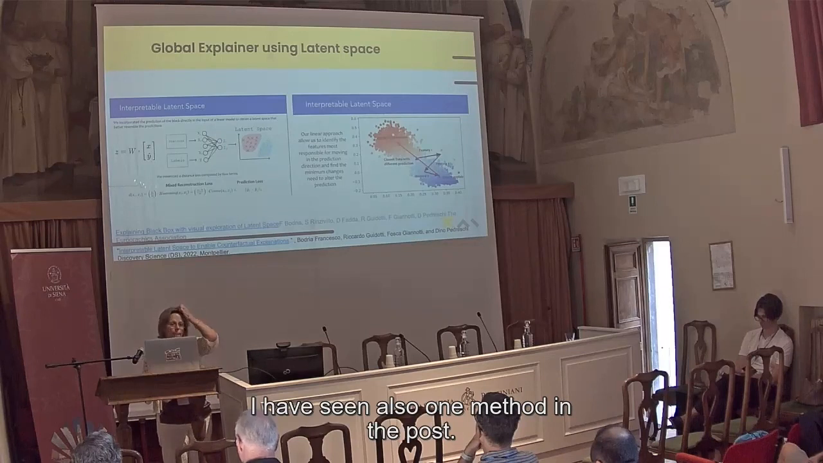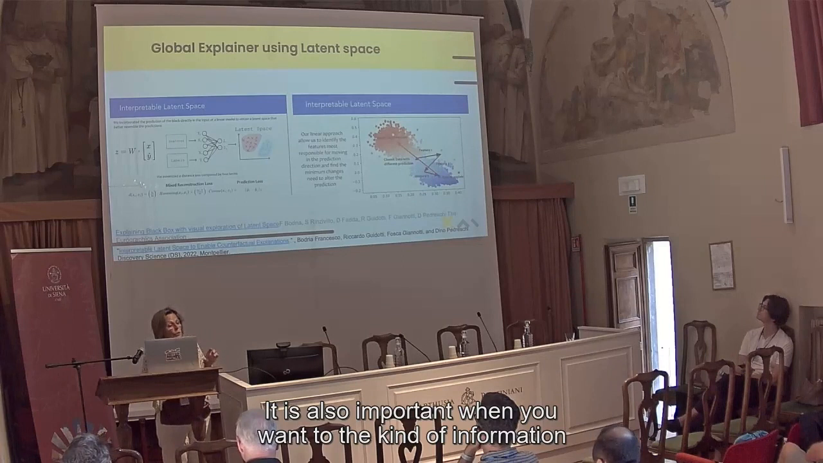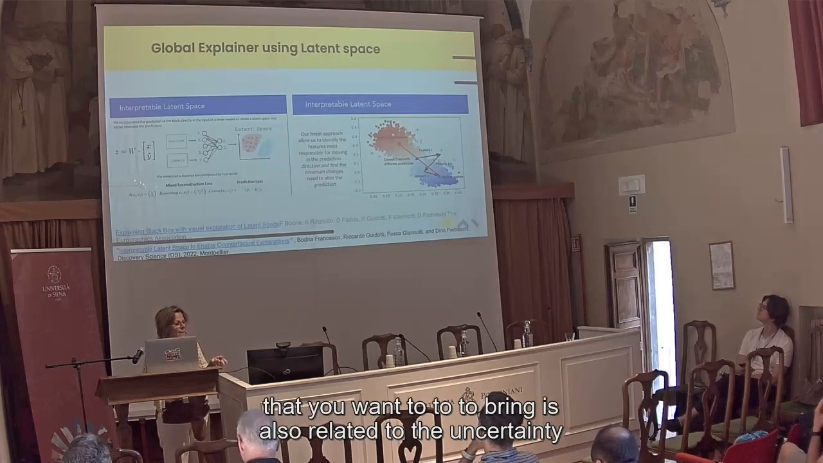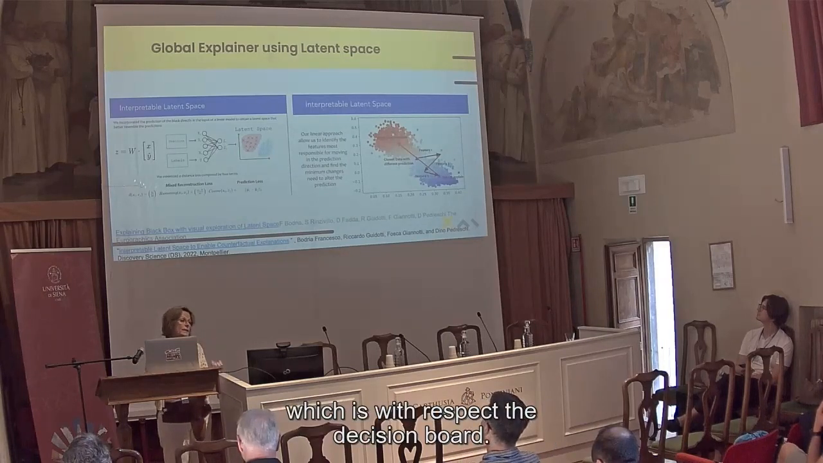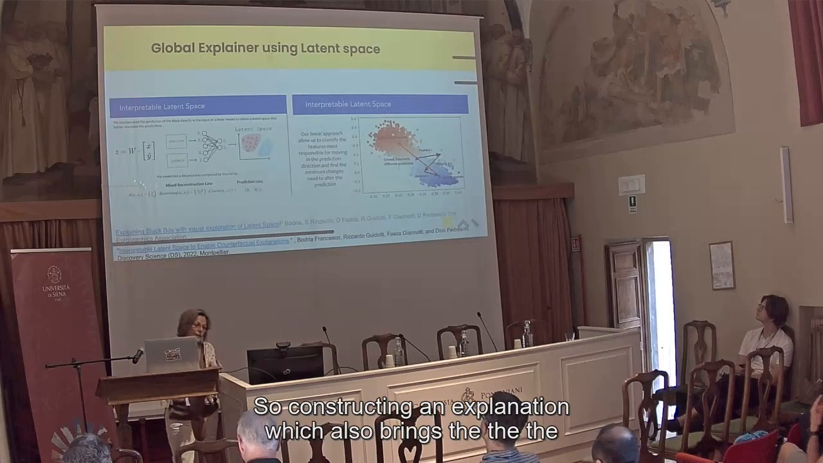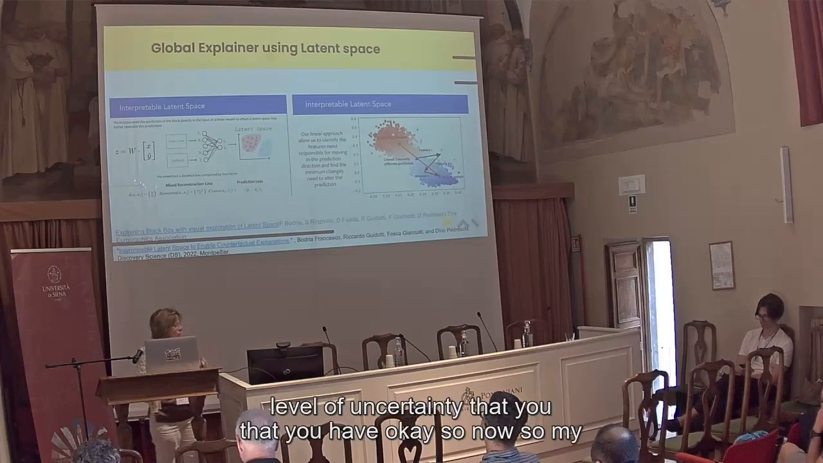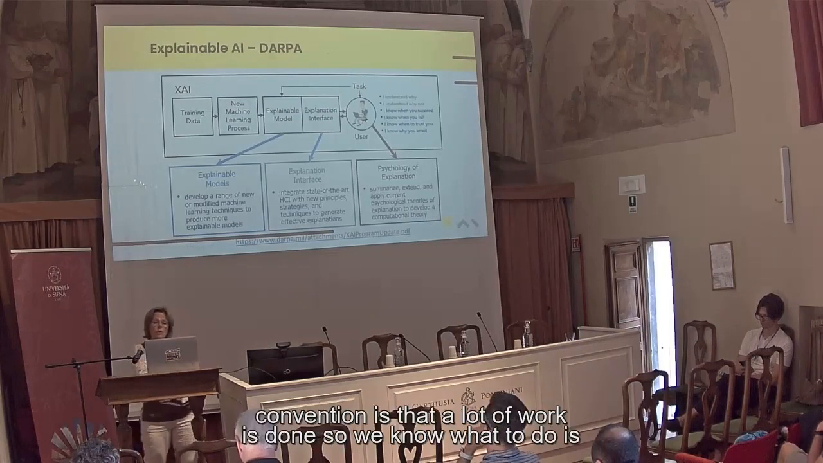I have seen also one method in the poster. It is also important that the kind of information that you want to bring is related to the uncertainty with respect to the decision border. So constructing an explanation which also brings the level of uncertainty that you have.